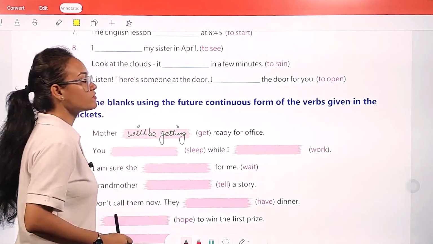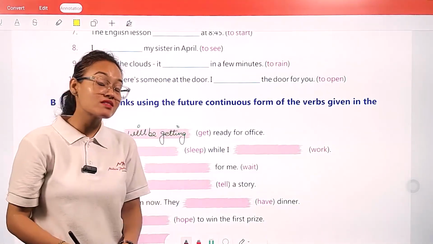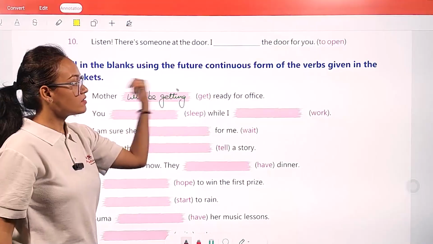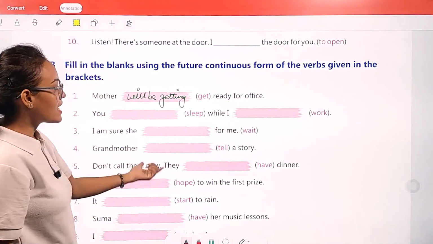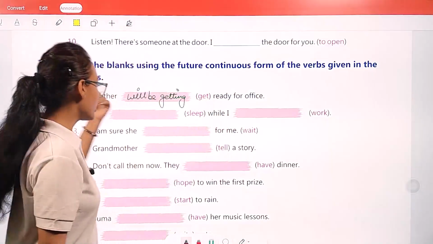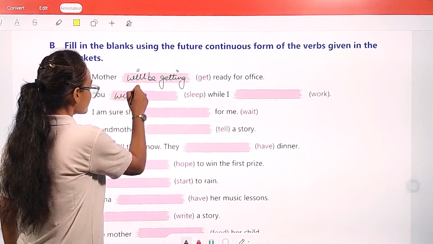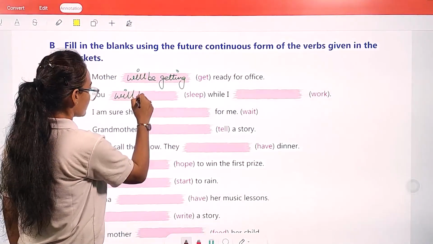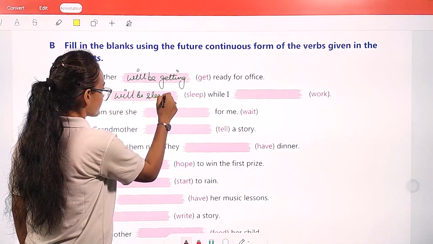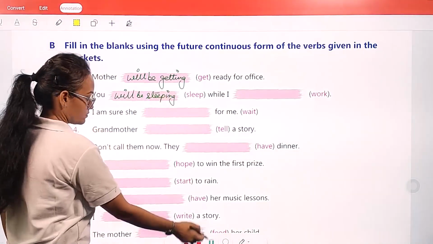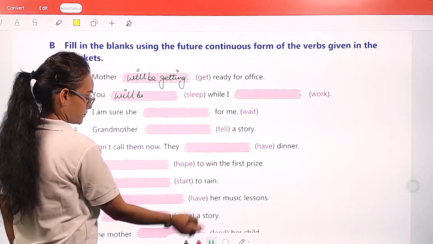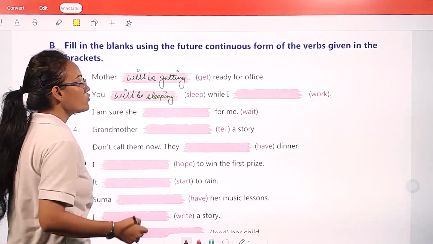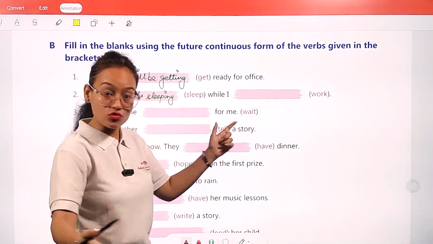Use the ing form of the verb whenever we are talking about continuous, maybe it is in the form of past, present or future. Okay. Mother will be getting ready for office. You dash while I dash. Okay. You will be sleeping while I am working.